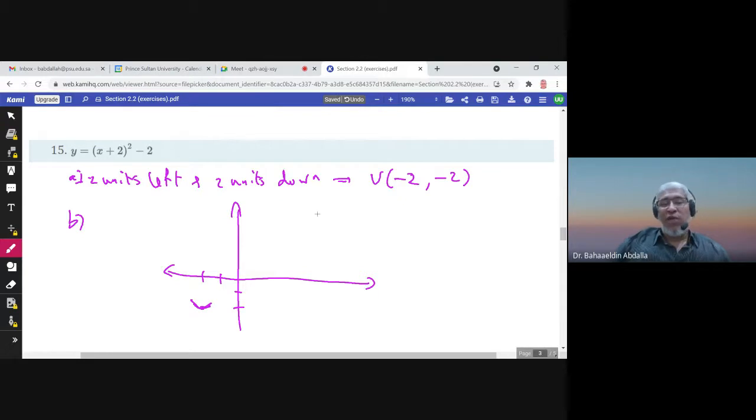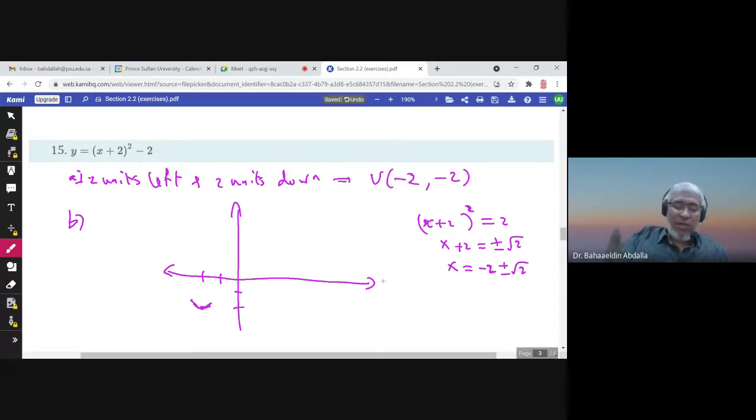If you put y equals 0, I'll have (x plus 2) to the power 2 minus 2 equals 0, or equals 2. Then x plus 2, using the zero factor property, would be plus or minus square root of 2, and then x would be negative 2 plus or minus square root of 2.